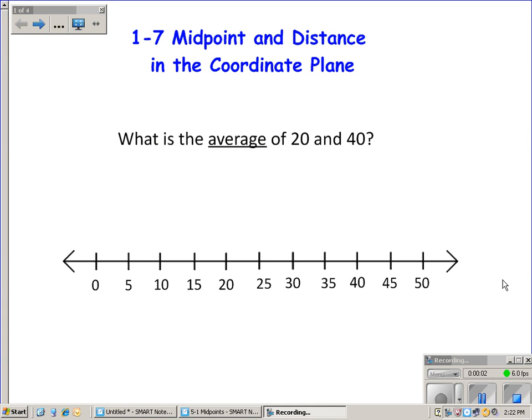This is a quick video to introduce you to the idea of midpoints. It's an idea that we skipped in Chapter 1, but it's used a little bit in Section 5-1. So I want to talk about midpoints really quickly.